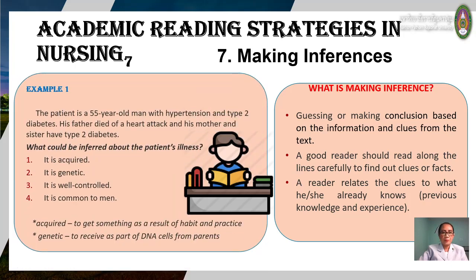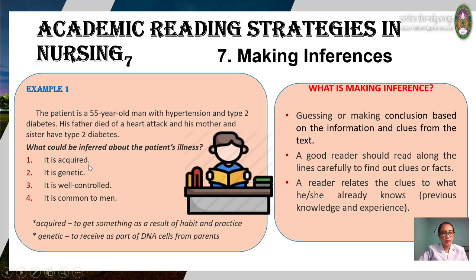Let's say, for example, the patient is a 55-year-old man with hypertension and type 2 diabetes. His father died of a heart attack, and his mother and sister have type 2 diabetes. Take note of the words in the questions, in the options. What could be inferred about the patient's illness? Remember, what is an inference question? This is a conclusion of the reading passage that you read.